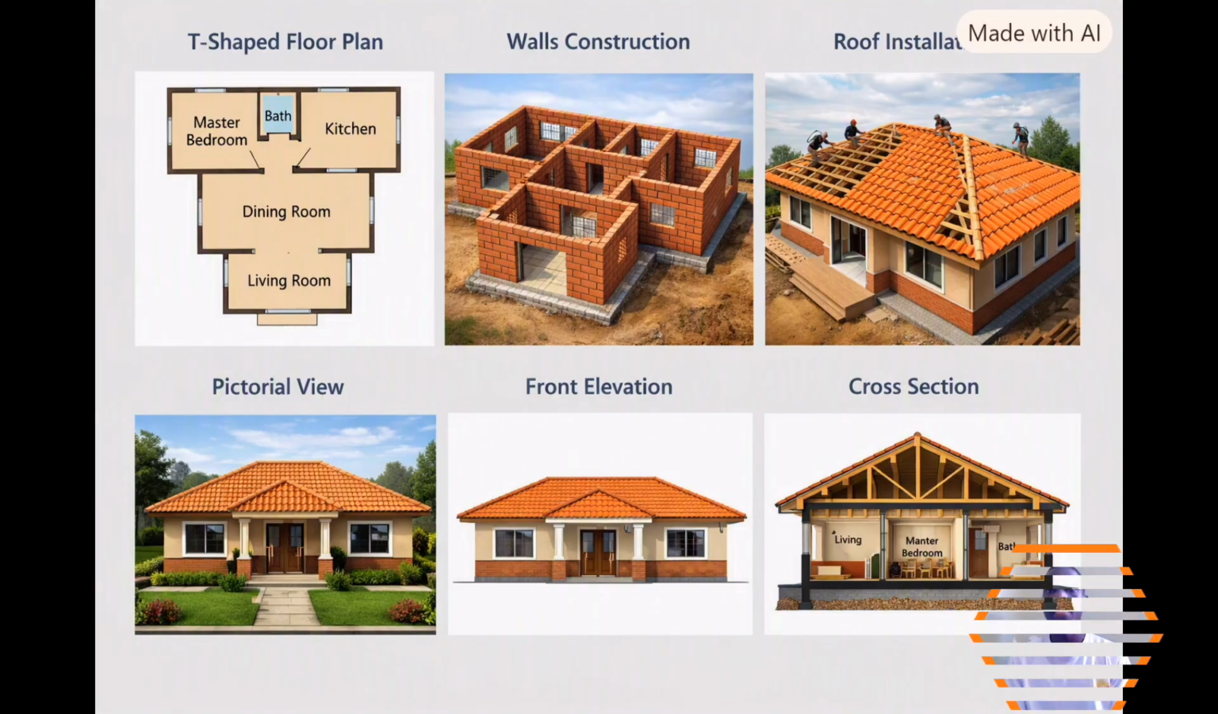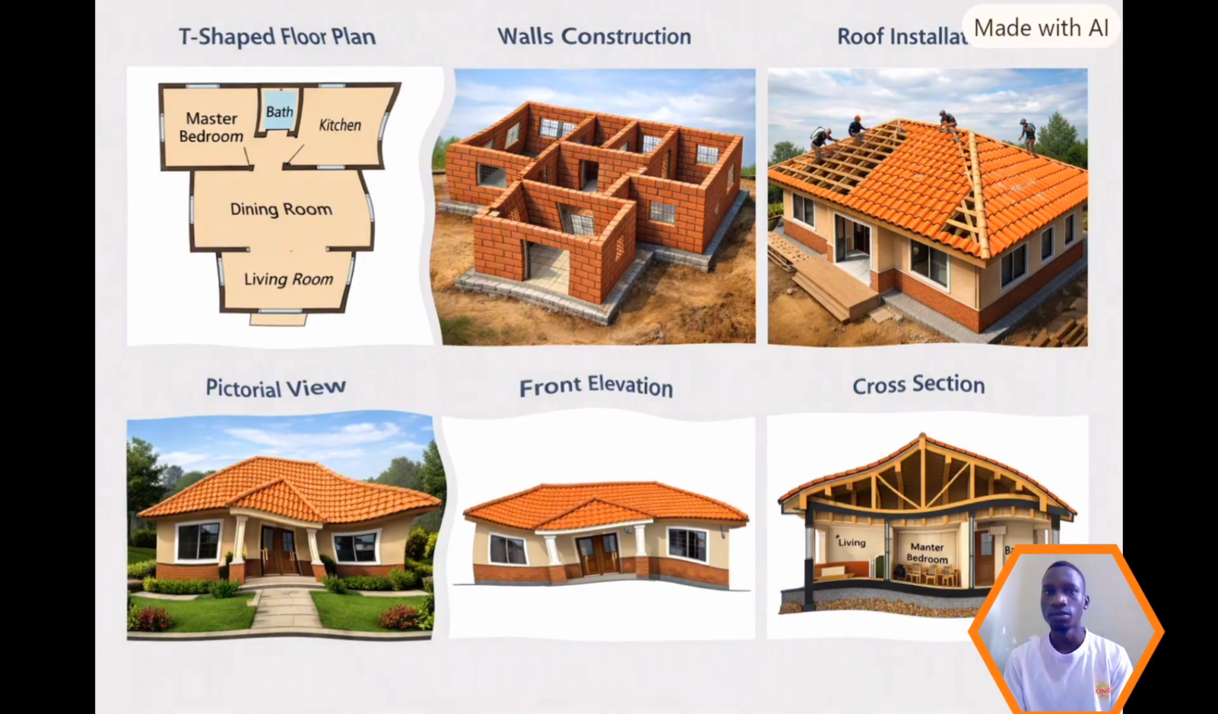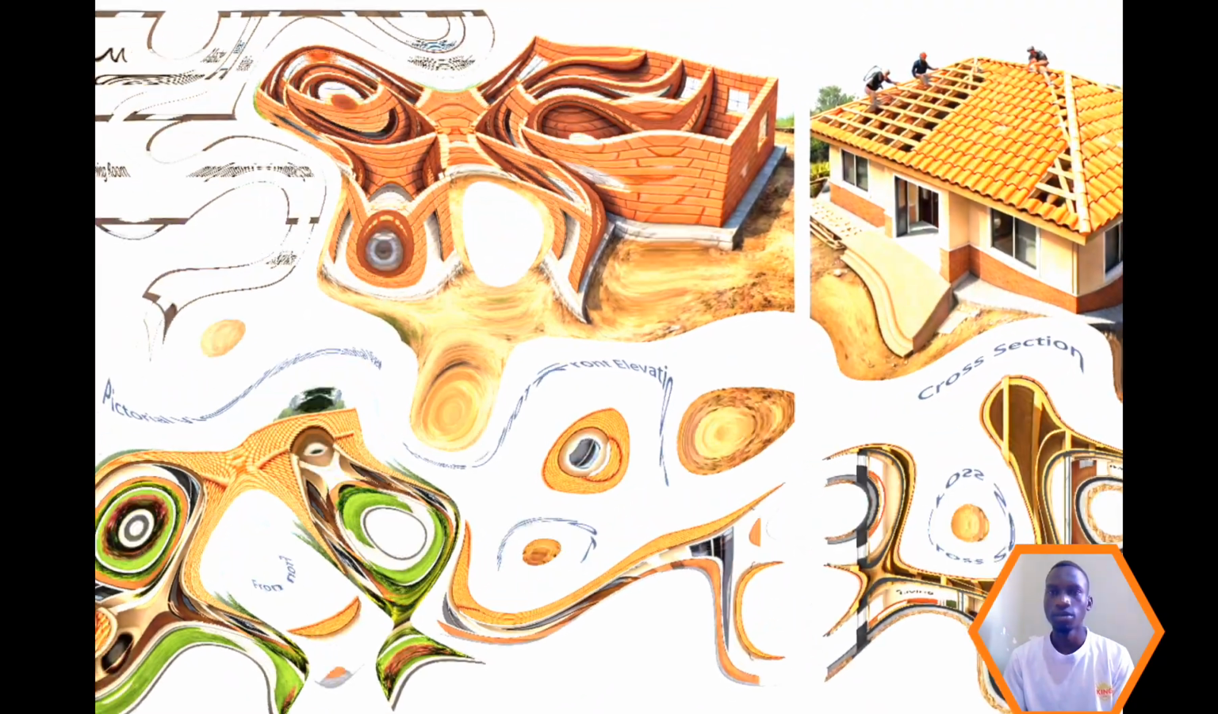Coming quickly to the overview, as you can see on your screen, we have the T-shaped plan, the wall construction, the roof installation, the pictorial view, the front elevation, and the cross-section diagram. These are some of the things we are going to be looking at throughout this video. Next, we're going to look at each of these components one by one. We're going to start with the T-shaped floor plan.